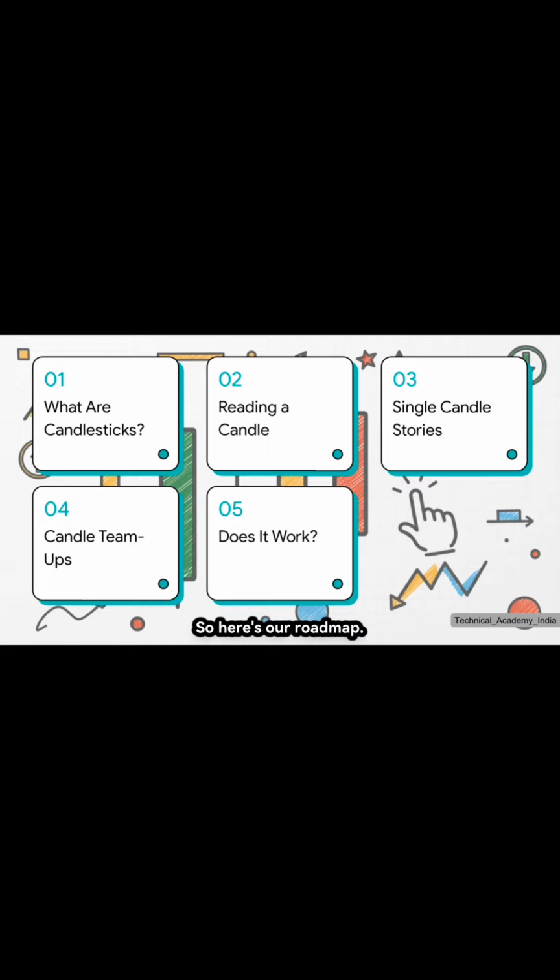So, here's our roadmap. We'll start with the absolute basics. What even is a candle? Then we'll learn how to read one, see the stories they tell on their own, and what happens when they team up. And finally, we'll tackle that million-dollar question. Does any of this stuff actually work?